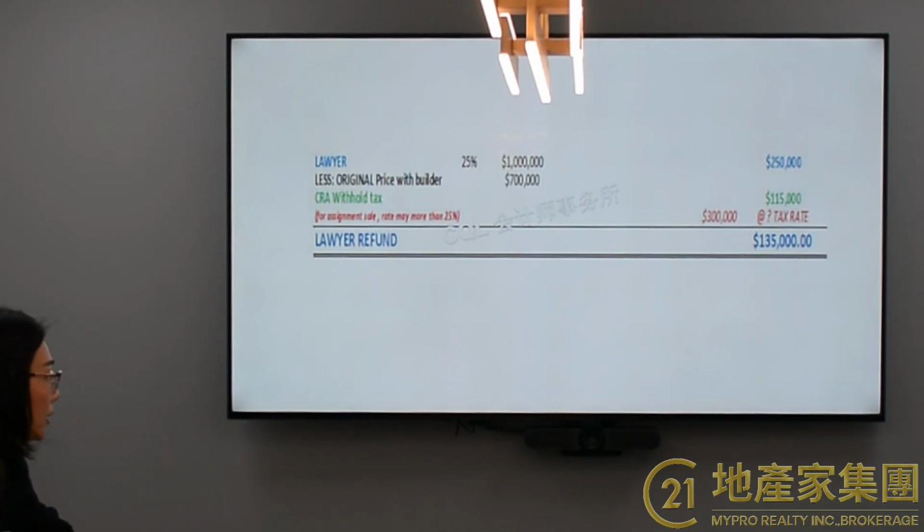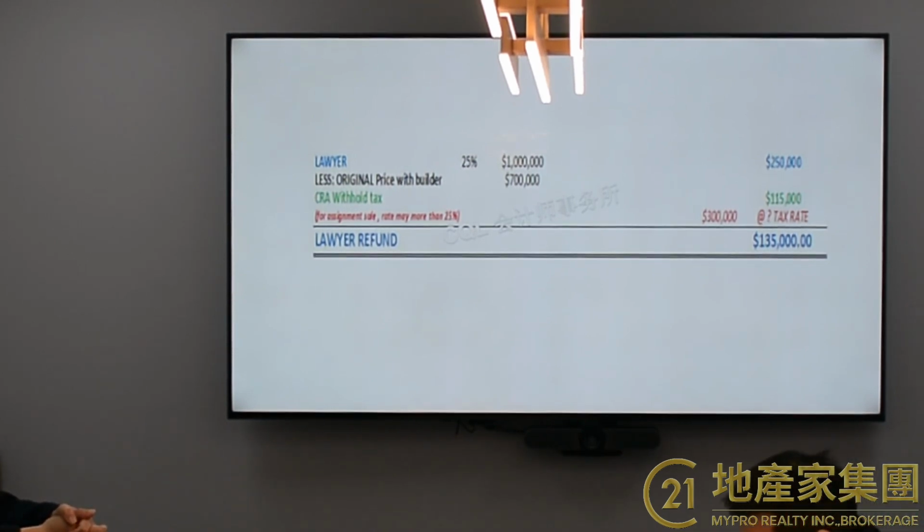So we continue with the last case. When you sell a 1 million assignment, the lawyer usually holds 25% of 1 million. But in some cases, it's not a new build, it's a second-hand property, and some lawyers hold 50%. Maybe you can talk about it, for a rental investment.